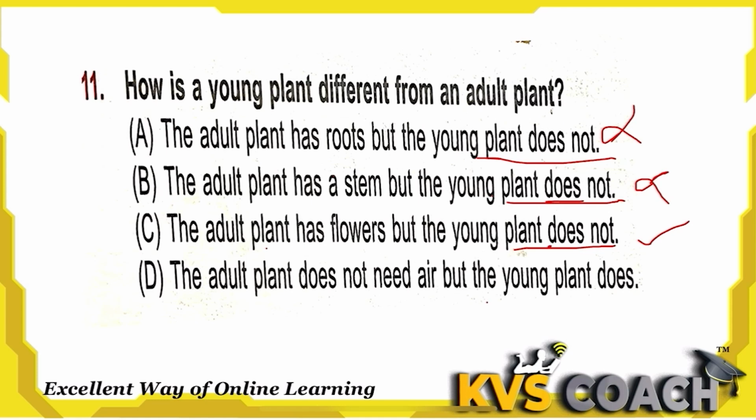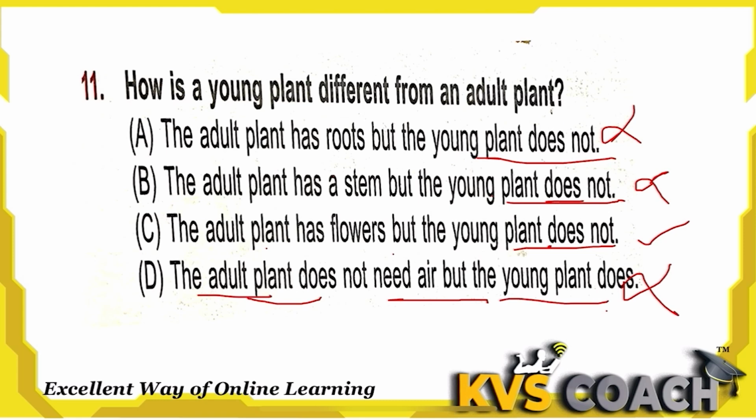The adult plant does not need air but the young plant does. This is also wrong. Every living thing needs air, whether it is a human, a plant, or an animal. They need air for respiration. Plants are also living things, that's why they need air for their respiration process. So the adult also needs air and the young one also needs air.